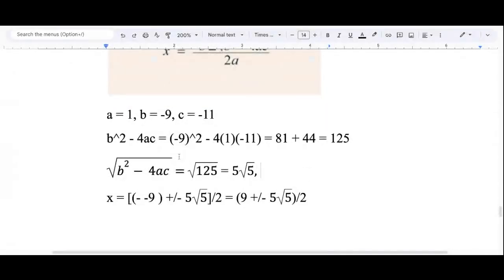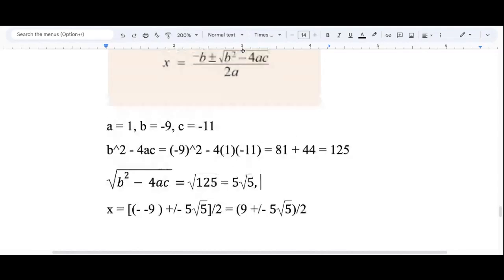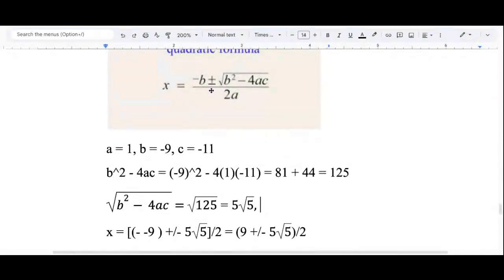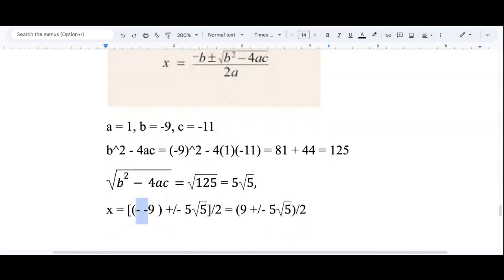Now putting into this: negative b plus or minus 5 radical 5 divided by 2a. A is just 1, so divided by 2. And b is negative 9, so negative 9 becomes positive 9. So we get 9 plus or minus 5 radical 5 divided by 2.